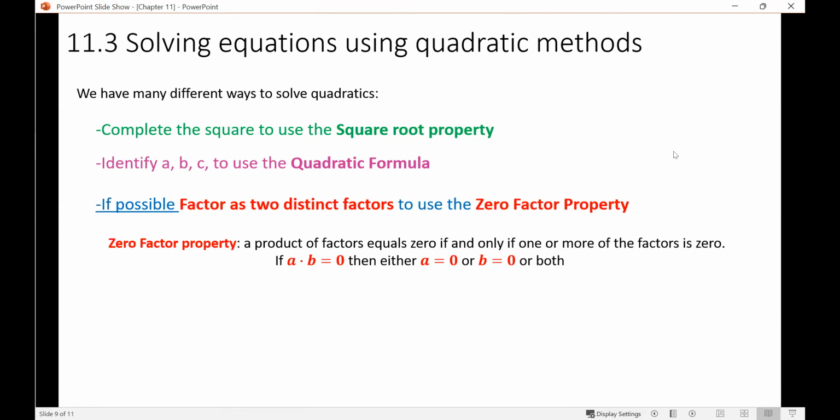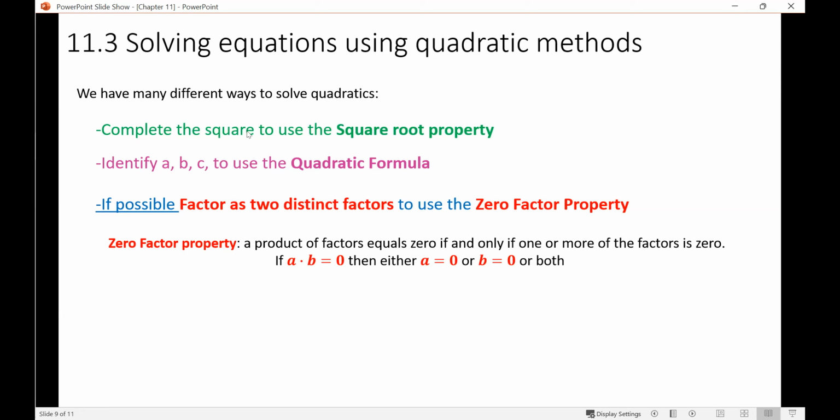And then something we should already know how to do, but maybe we haven't reviewed for a while, is to factor the quadratic as two distinct factors and then use the zero factor property. So remember, the zero factor property tells us that a product of factors equals zero if and only if one or more of the factors is zero. So if A times B equals zero, we know that either A or B has to be zero, and it's possible that both are zero.